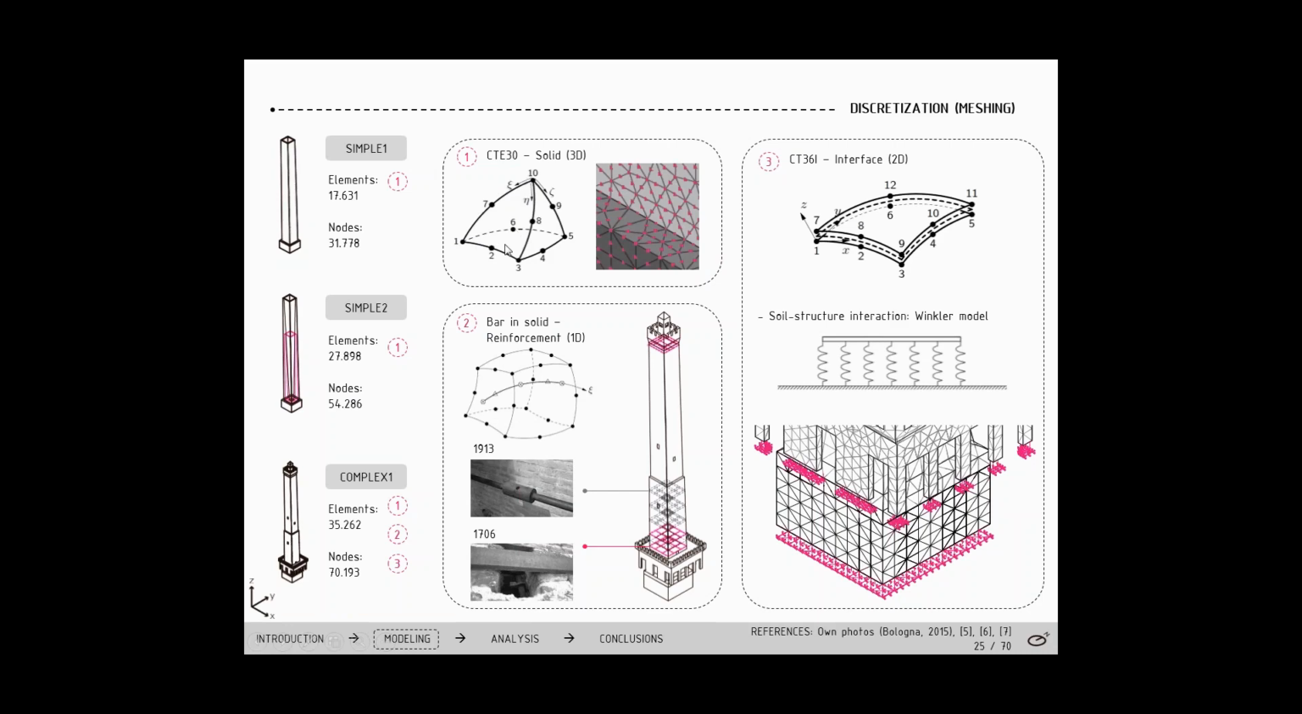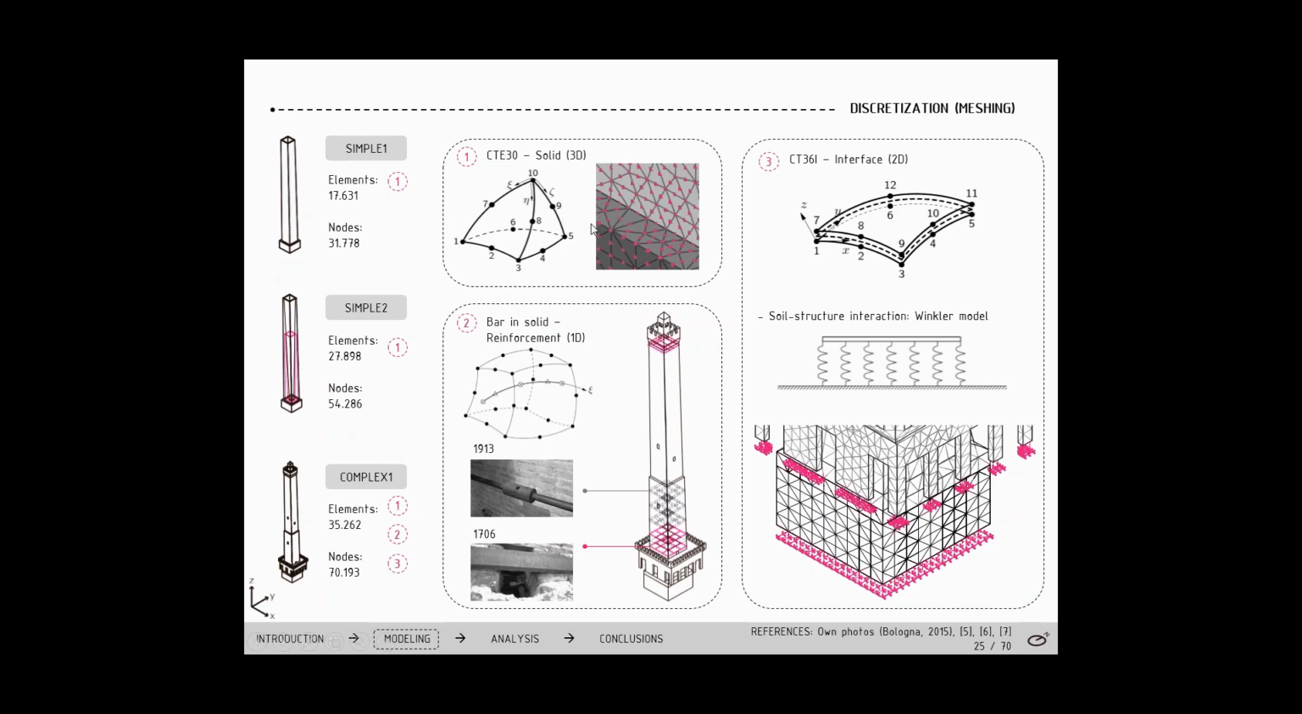boundaries between elements. On the left, we can see the number of elements and nodes for each model, a quantity that increases proportionally with the complexity of the model. This affects, obviously, the computational power and space required.